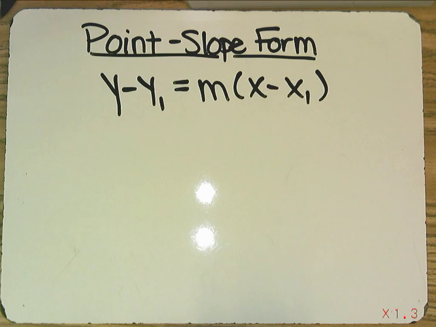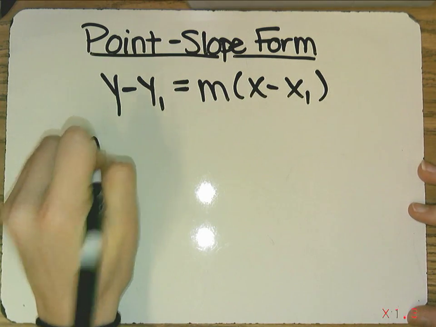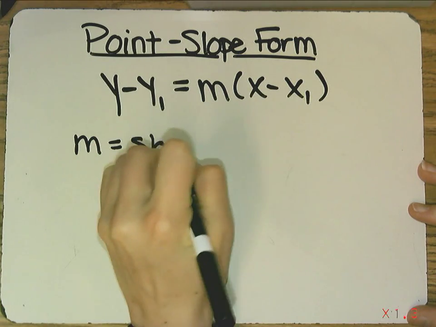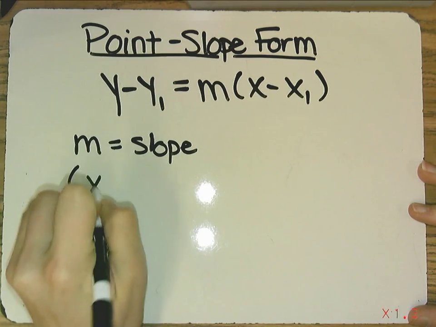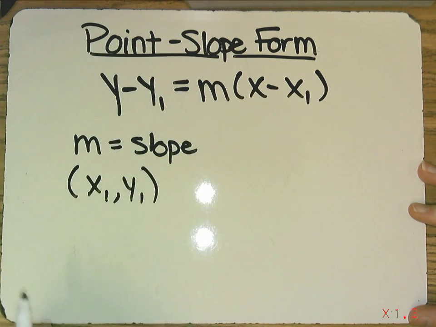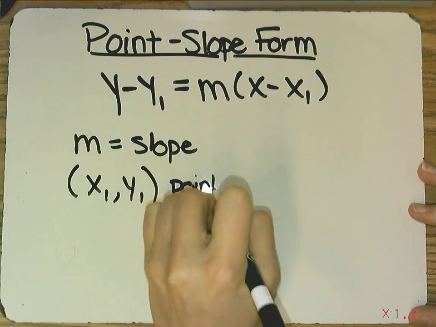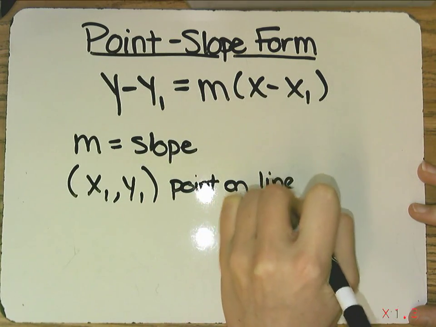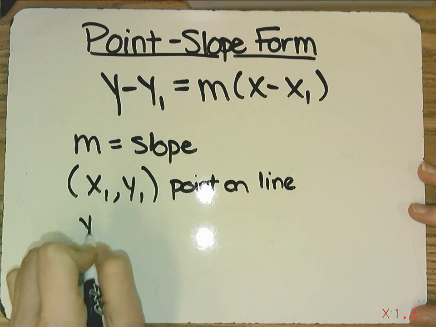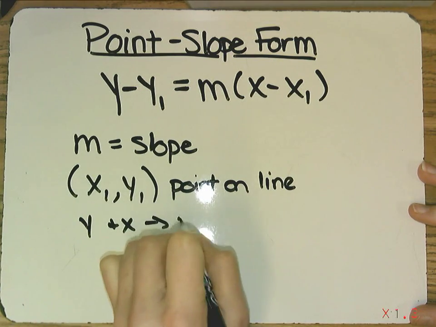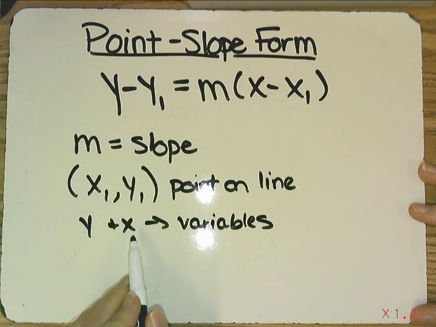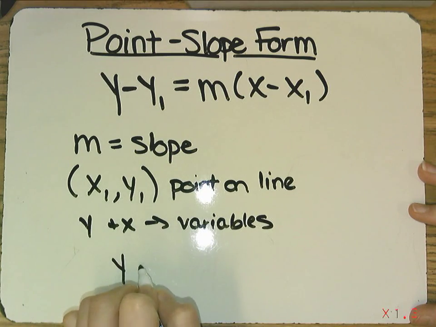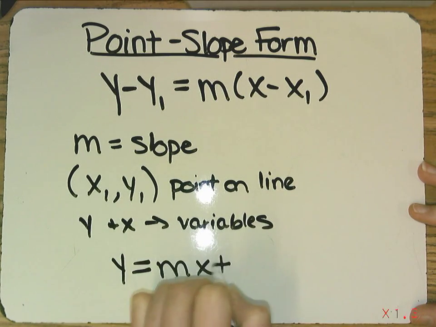Some of these pieces in this equation may look familiar, and that's a good thing. They should. M represents our slope, just like it did when we had our slope-intercept form. x1, y1 is a point on the line. And y and x are just variables. Y and x here are variables just like when we had the equation y equals mx plus b.